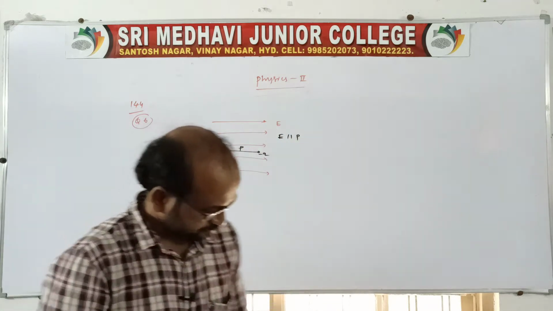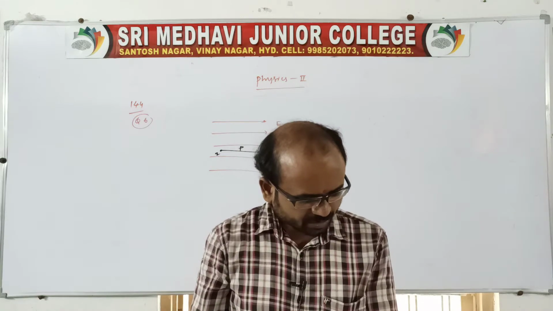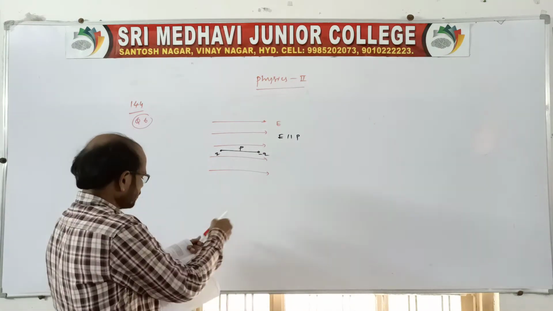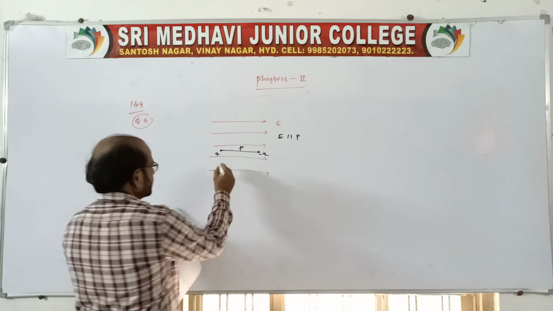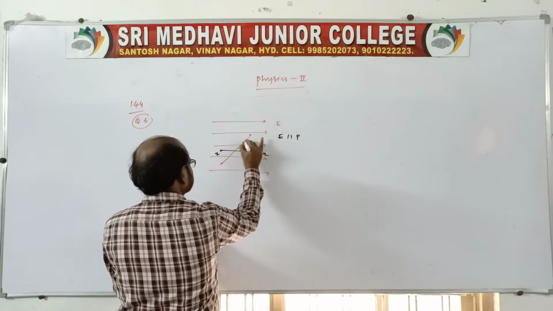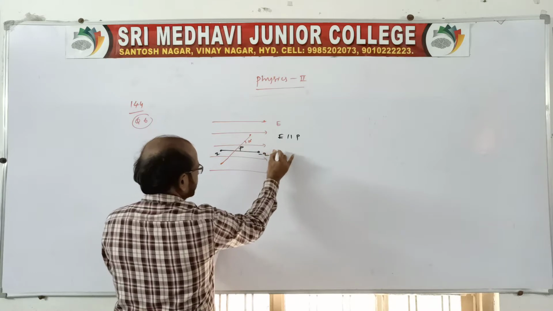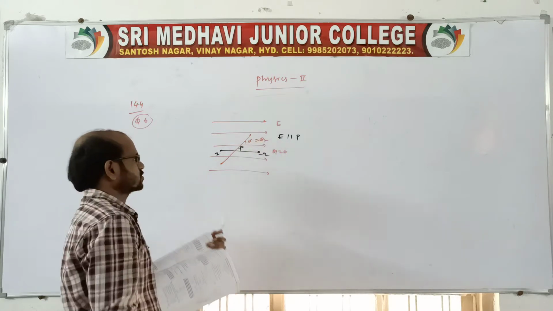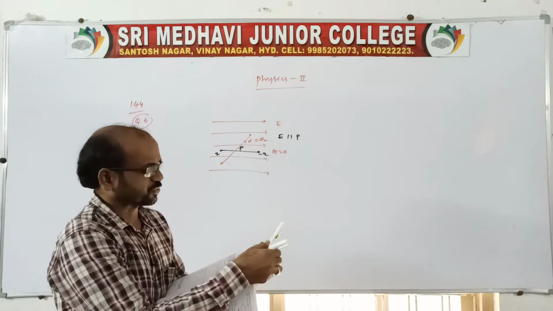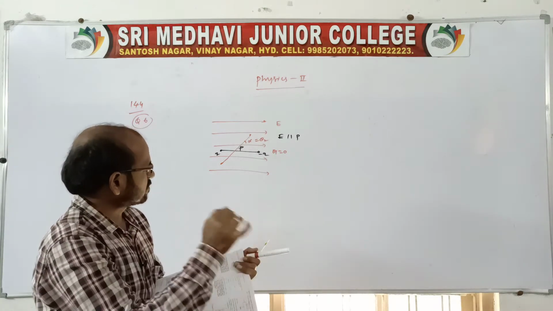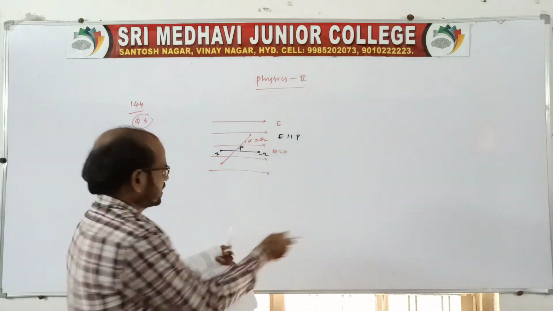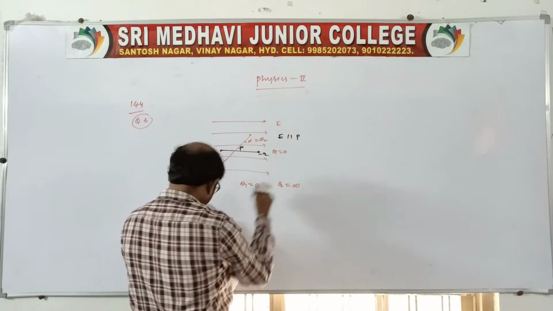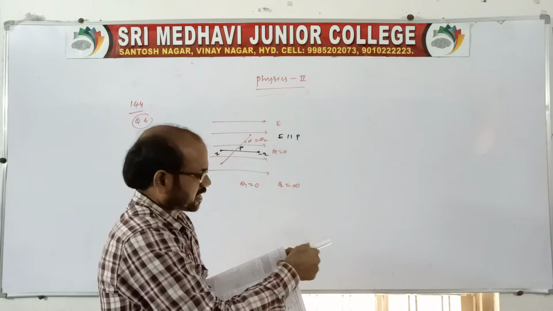The dipole is then rotated by an angle alpha, and we need the work done. See, now this dipole is rotated through an angle like this, with an angle alpha. Initially you take theta 1 equal to 0, and theta 2 is alpha, because it is rotated from theta 1 equal to 0 to theta 2 equal to alpha. Then find the work done.